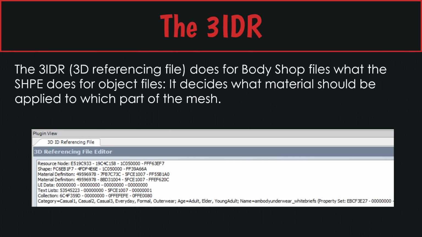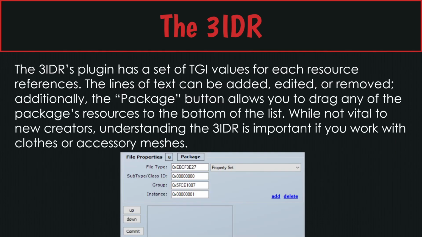And then for body shop resources, we have the 3IDR. This does for body shop files what the SHPE does for object files, even though you do need the SHPE as part of the mesh package. It decides what material should be applied to which part of the mesh. And the 3IDR's plugin looks kind of like this. It has all of these type, group, and instance values for the shape and for the crest that are in the mesh file.